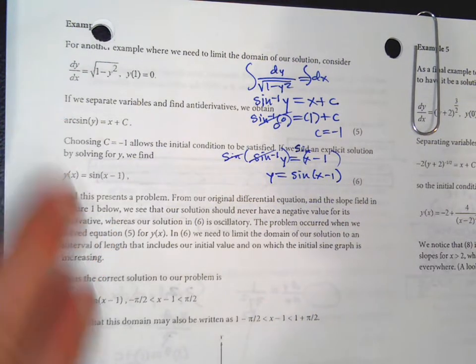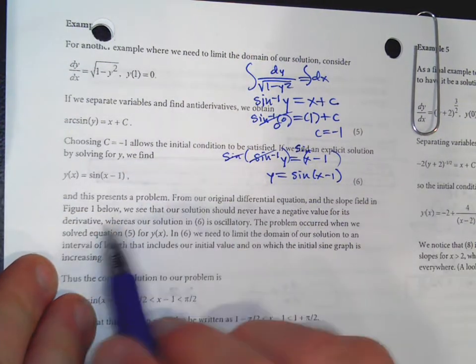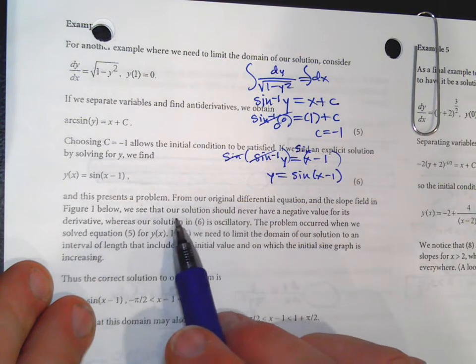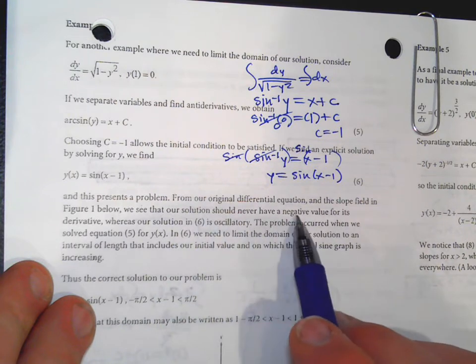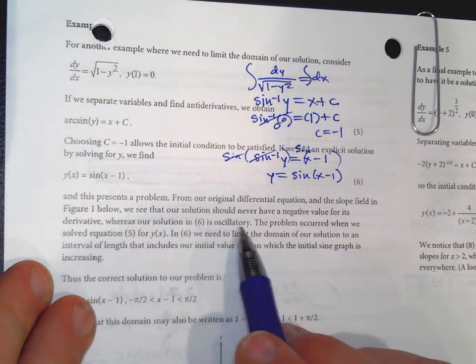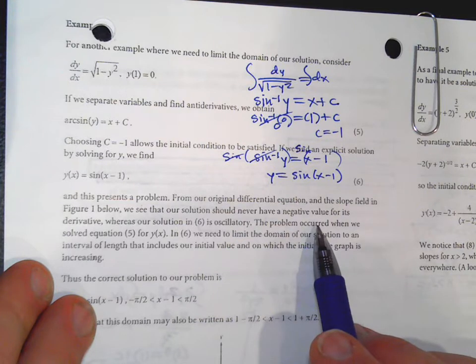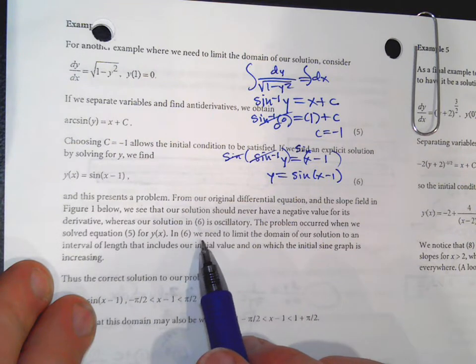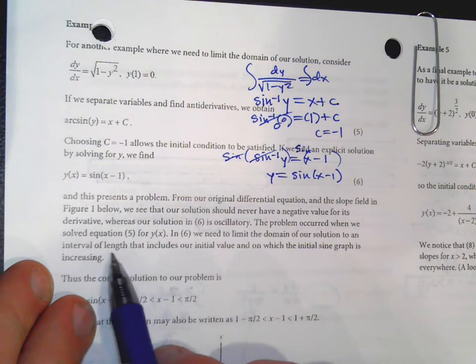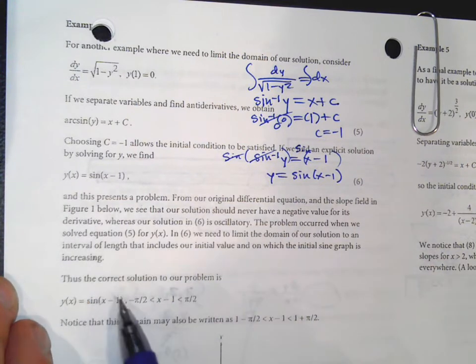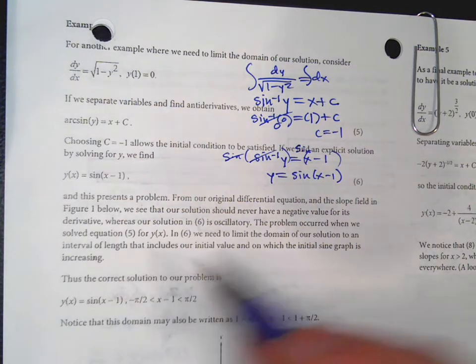So that's our solution. Now, let's see. From our original differential equation, the slope field in figure 1 below, we see that our solution should never have a negative value for its derivative, whereas our solution in 6 is oscillatory. The problem occurred when we solved equation 5 for y equals x. In 6, we needed to limit the domain of our solution to an interval that includes our initial value and on which the initial sine graph is increasing. So let's see what they mean here.